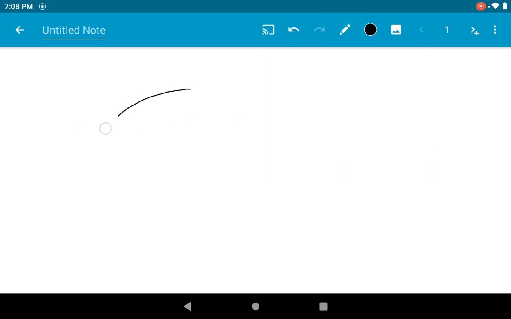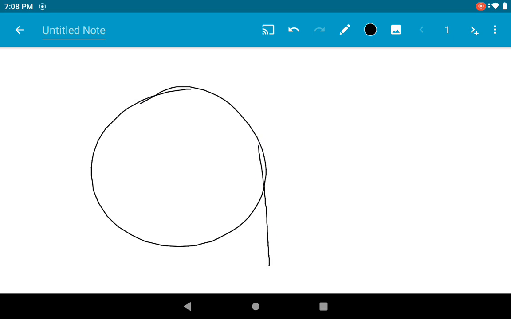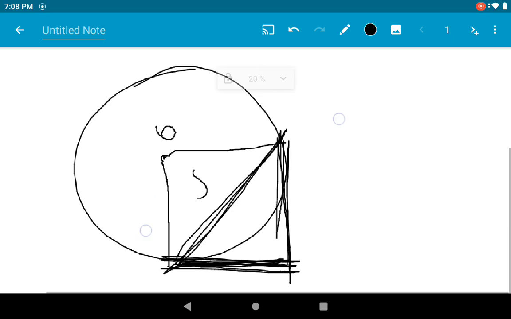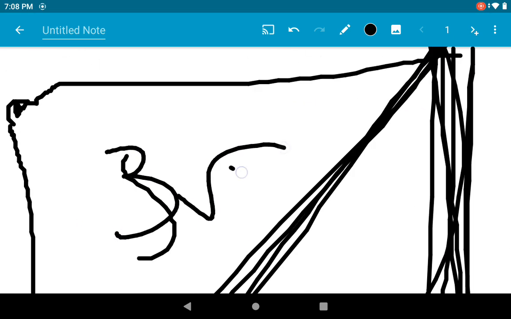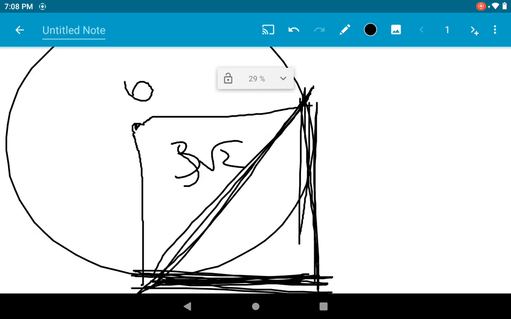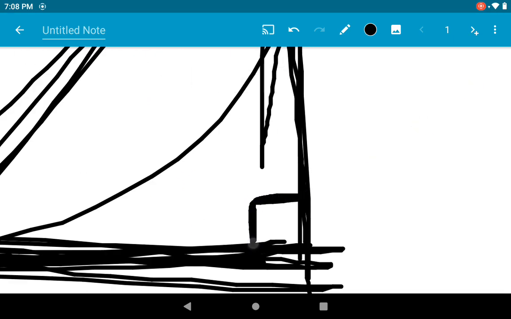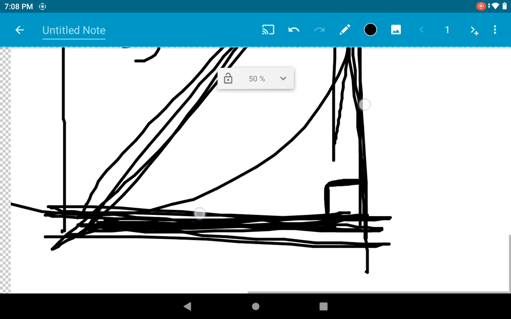So we're given a figure like this. This is the center of the circle. So both of these are tangents, this and this. And we're given that this length equals 3 root 2, and this angle is 90 degrees. And we are asked to find the diameter of the circle.